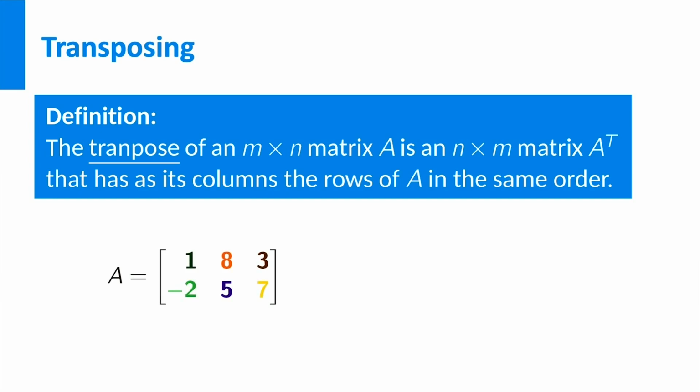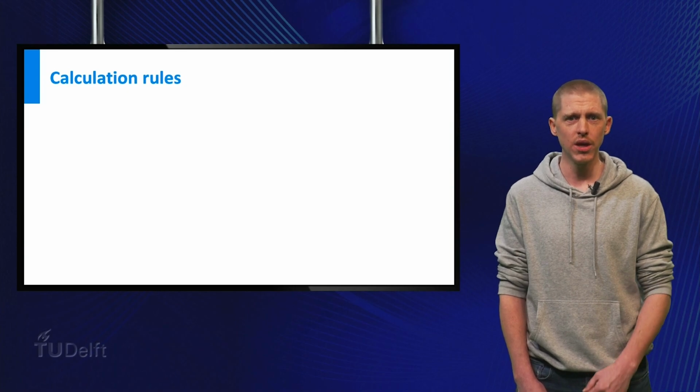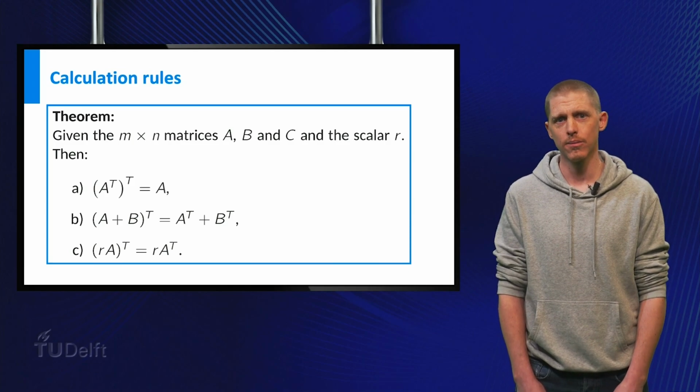So if we would take this 2 by 3 matrix A, the transpose of A is a new 3 by 2 matrix. The first row of A becomes the first column of A transposed. And the second row of A becomes the second column of A transposed. There are, of course, also calculation rules for transposing a matrix, and definitely if we also combine it with addition and scalar multiplication of matrices. This theorem shows the rules we then obtain. Can you see why these rules are correct?